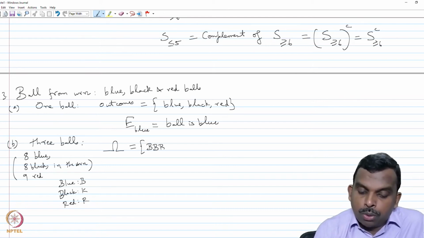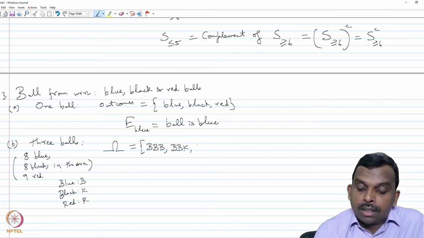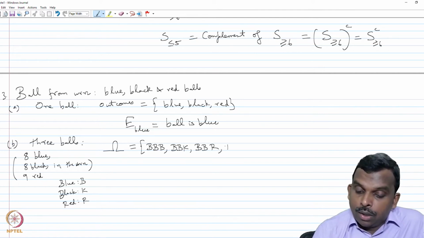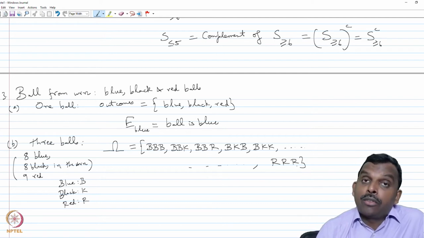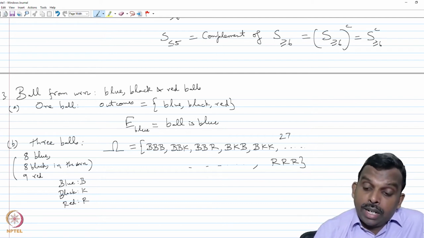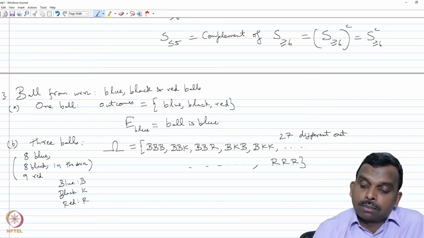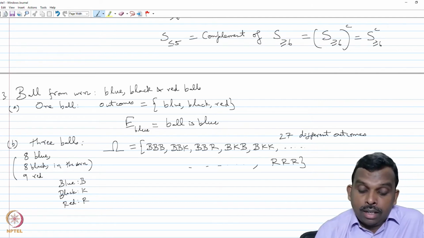If you do this now, you have so many different possibilities. All the 3 balls could be blue. The first 2 could be blue, next could be black. First 2 could be blue, next could be red, right? And then you can have blue, black, blue, blue, black, black, so on and so forth. So many possibilities are there. You can end up all the way in red, red, red. So how many different possibilities are there? There are 27 different outcomes. We saw this earlier as well.